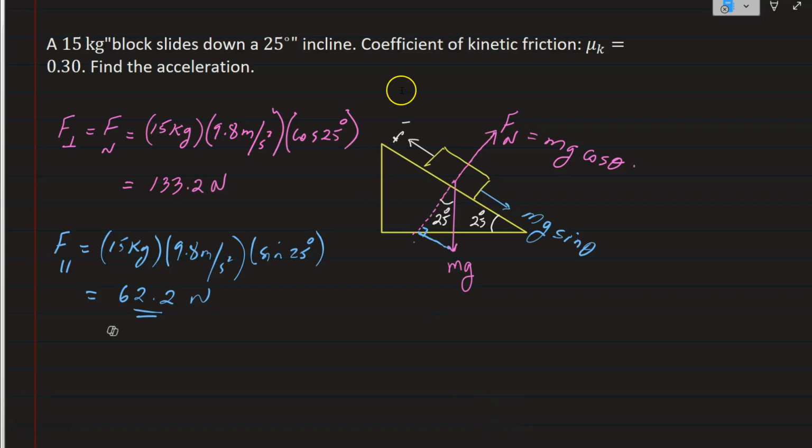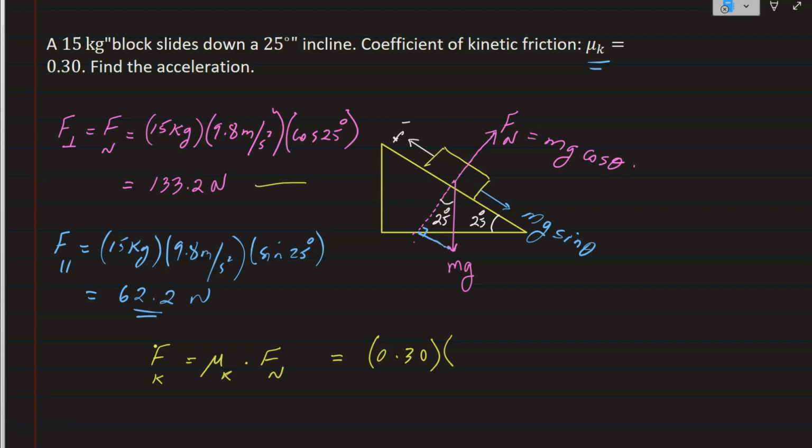Excellent. Now, because this has kinetic friction, we need to calculate the kinetic friction given the coefficient of kinetic friction. So let's go ahead and do that. Remember that Fk, the force of kinetic friction, is equal to mu k times F normal. Here we go. We have 0.30 multiplied by F normal.